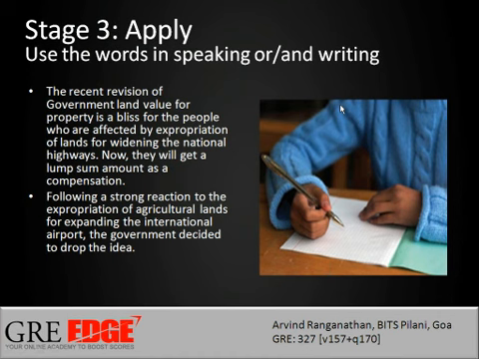So for all of you who are in college, what you can do is write these GRE words for your assignments or for your formal emails. Now I've used the word expropriate over here. The recent revision of government land value for property is a bliss for the people who are affected by the expropriation of lands for widening the national highways. Now they will get a lump sum amount as compensation also. So I've used the word expropriate in a formal sentence.